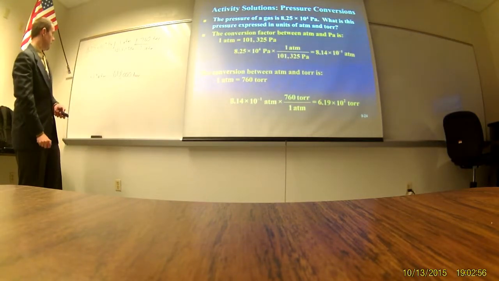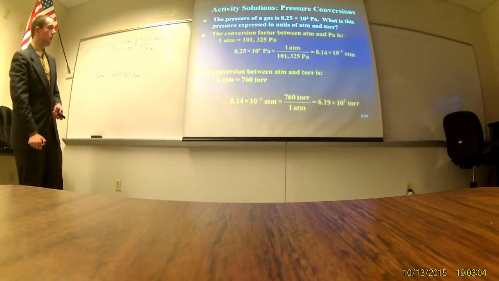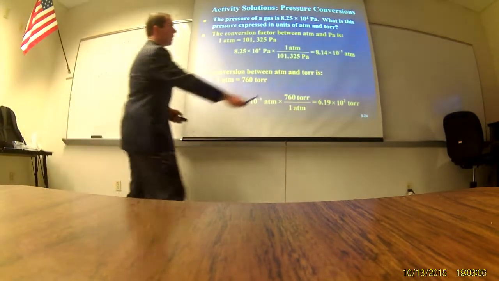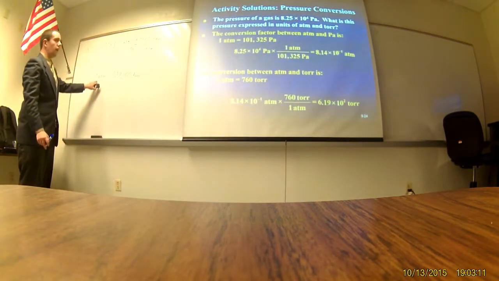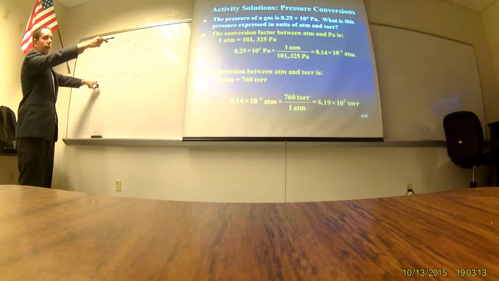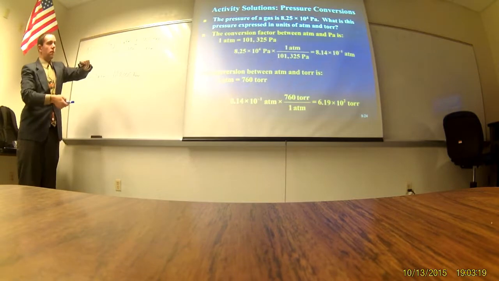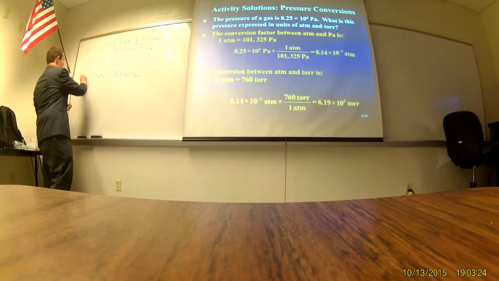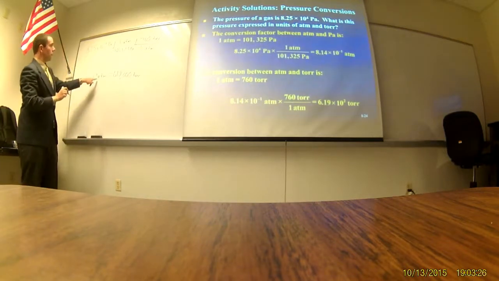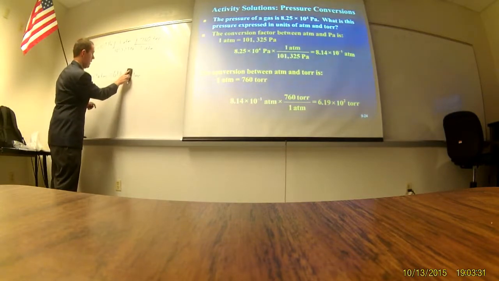Something's not right. Why do you multiply this times 760? That's not the same as that. That's 0.814 atmospheres. Somebody do this again. 8.25 times 10 to the fourth divided by 101,325 is 0.814. That's 618.